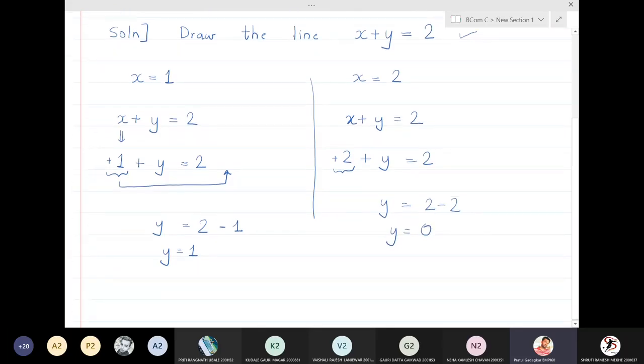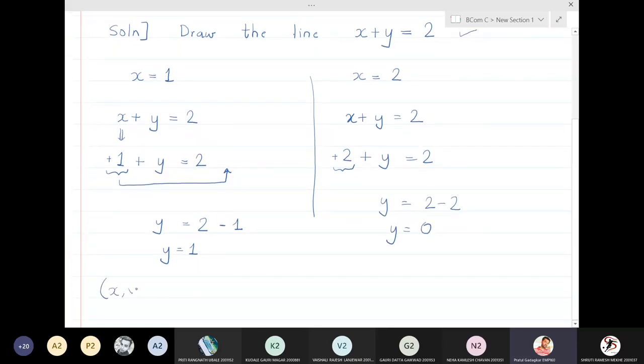So this means that the pair x comma y: what is x? X is 1. How much is y at that time? Y is also 1. First write x, then write y. Notice x comma y in this case, here x is 2, at that time y is how much? Y is equal to 0. So I got the 2 points.